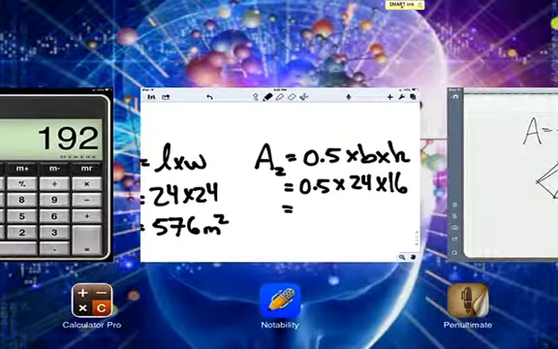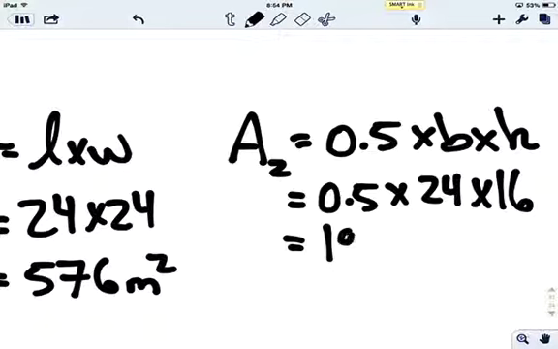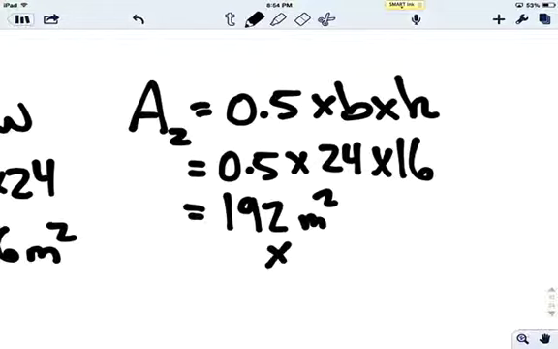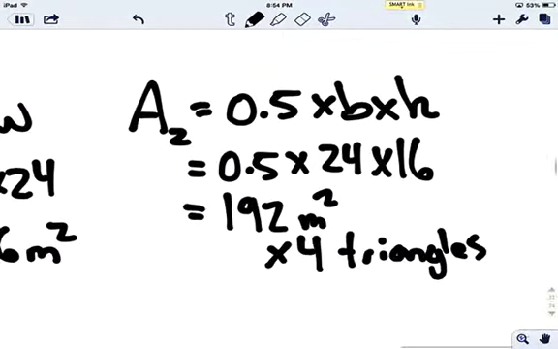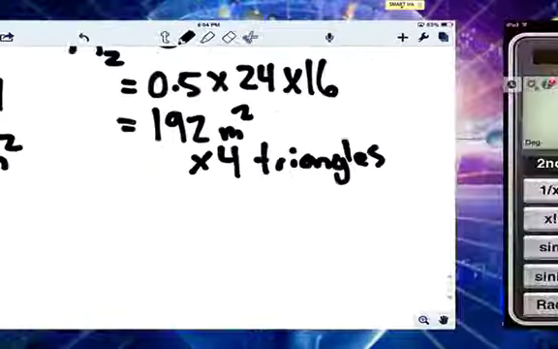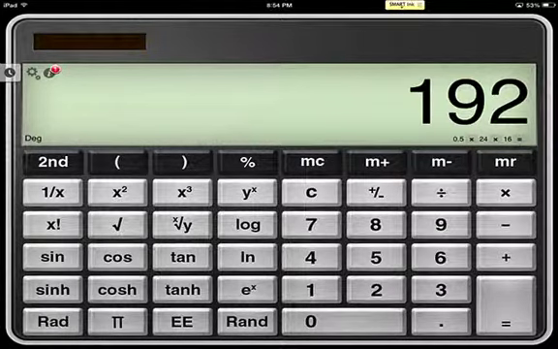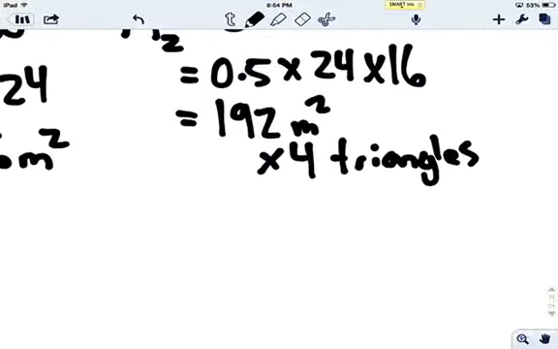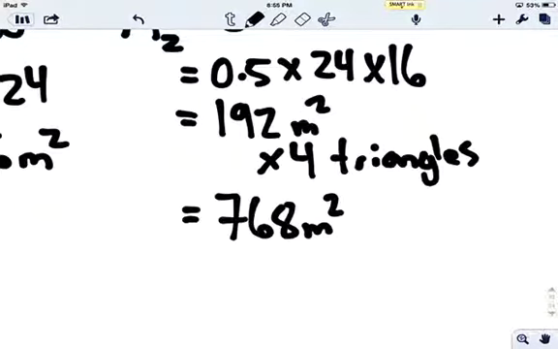That's 192 square meters, and now there are 4 of those area 2s. There are 4 triangles there, so we need to take that and multiply it by 4 because there are 4 triangles. So 192 times 4 is 768. So the total area here from those triangles is 768 meters squared.